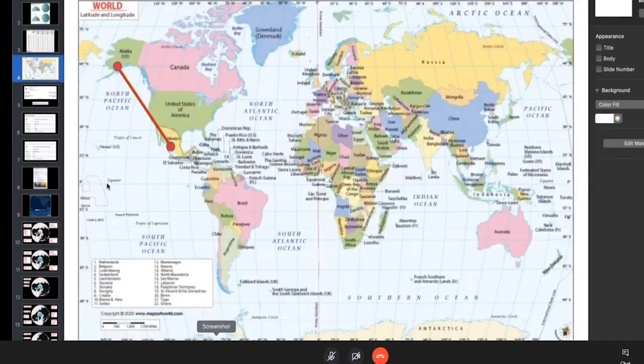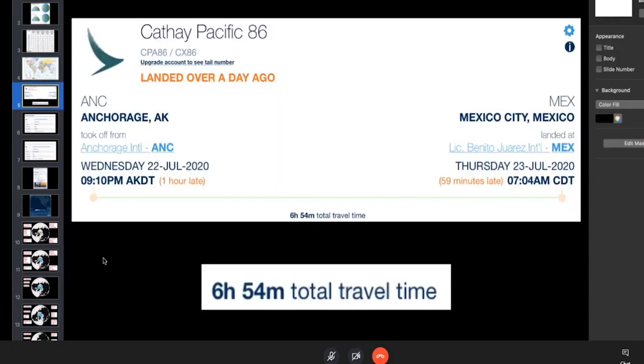All right, the flight we're going to talk about today is from Anchorage, Alaska, in the United States, at 60 degrees north latitude, to Mexico City at approximately 20 degrees north latitude. We're talking about a specific, actual flight called Cathay Pacific 86. This happened on the 22nd of July, and it took about 6 hours and 54 minutes to make the trip from Anchorage to Mexico City.